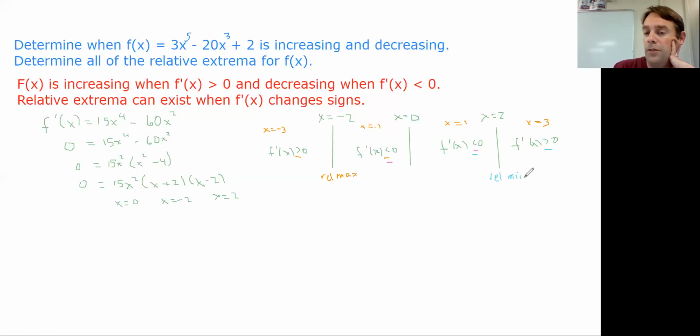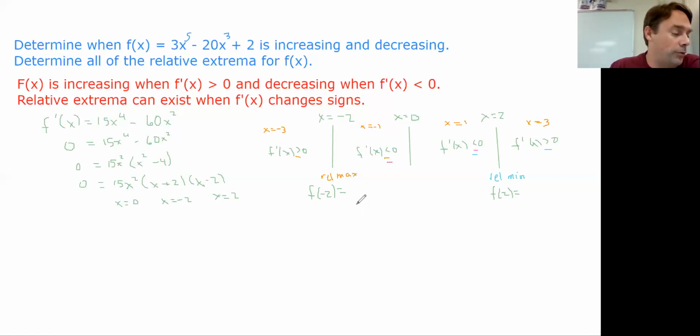So I need to figure out those y values associated with them. I need to plug into the original equation now, not the derivative, to figure out what f of -2 is and f of 2 is, so I know where those relative extrema are. I don't care what f of 0 is. Nothing happened there. No relative extrema there. Something happened, and we'll look into that later, but there's no relative extrema there.